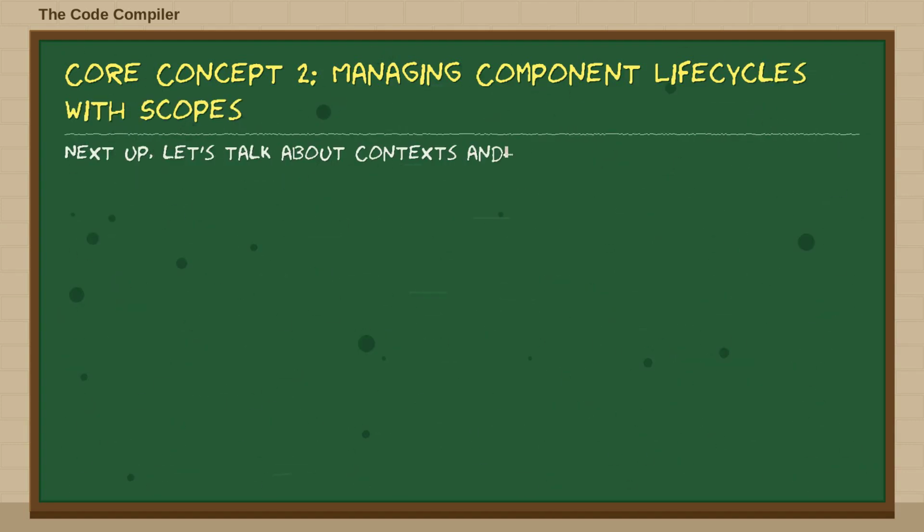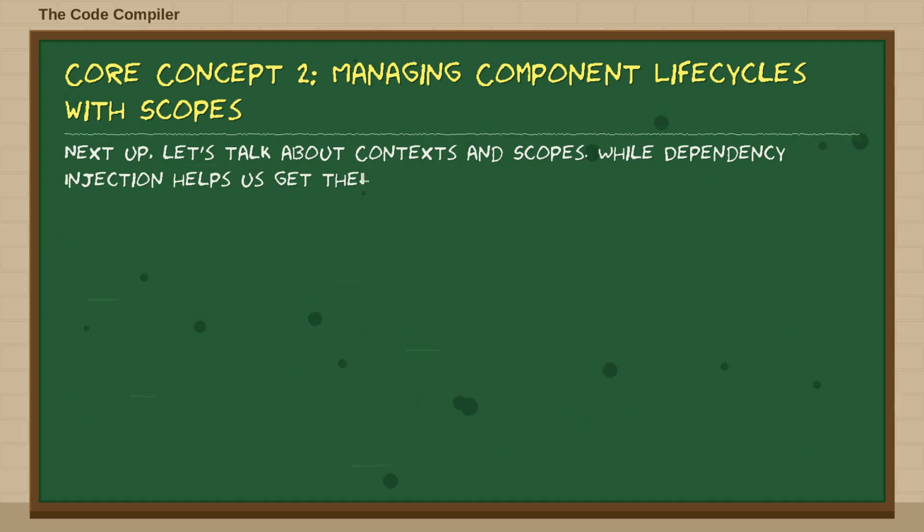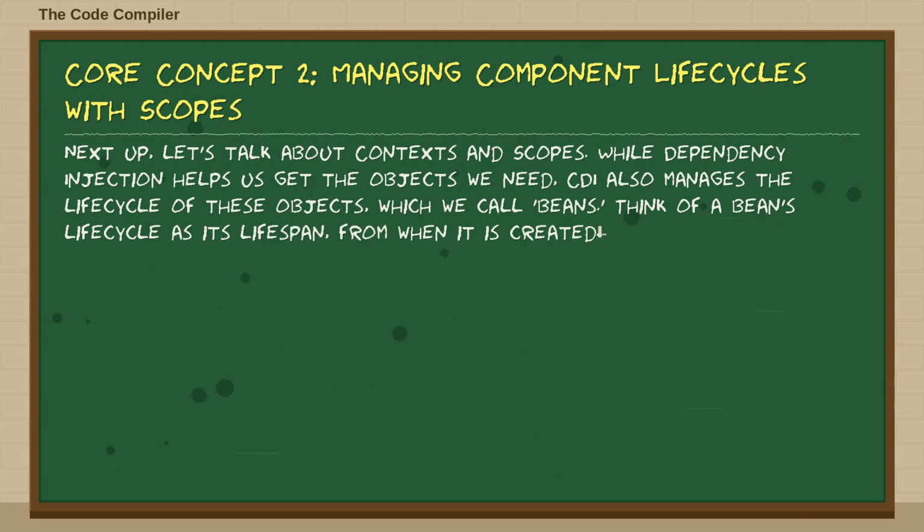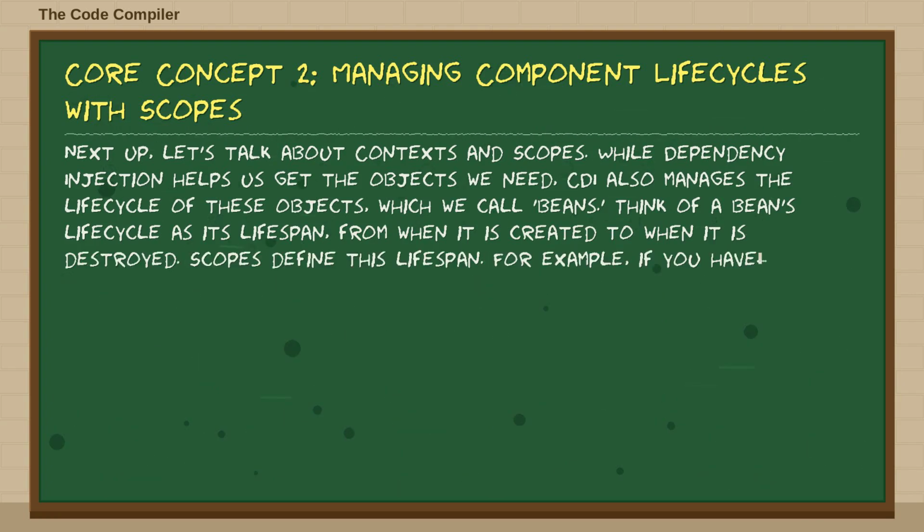Next up, let's talk about contexts and scopes. While dependency injection helps us get the objects we need, CDI also manages the lifecycle of these objects, which we call beans. Think of a bean's lifecycle as its lifespan, from when it is created to when it is destroyed. Scopes define this lifespan. For example, if you have a component that should be shared across your entire application, like a configuration manager, you would mark it with @ApplicationScoped. This means only one instance of that component will exist for the whole application.